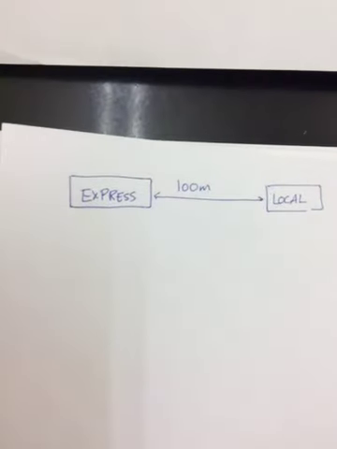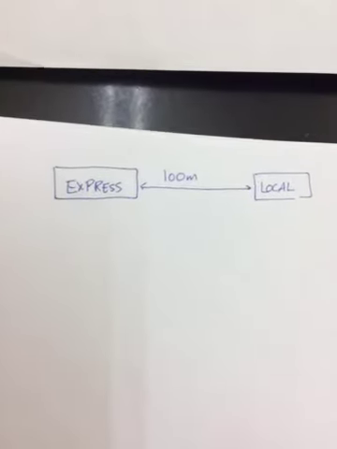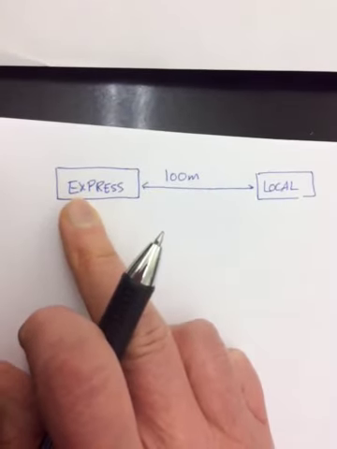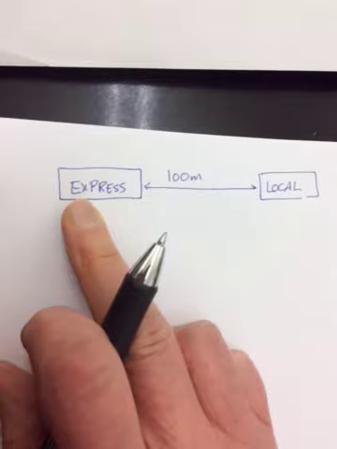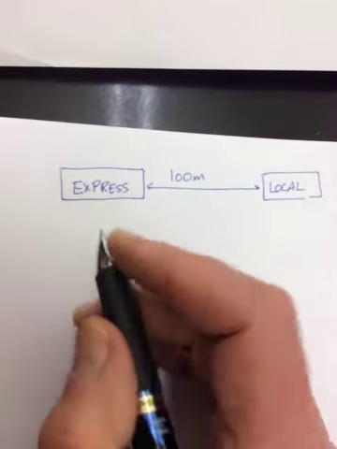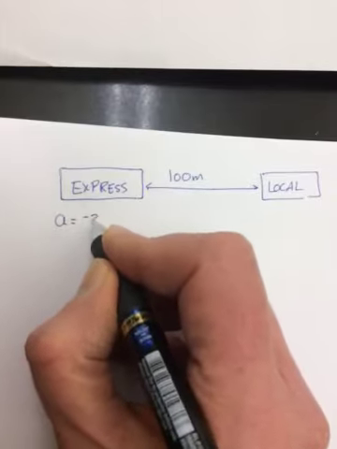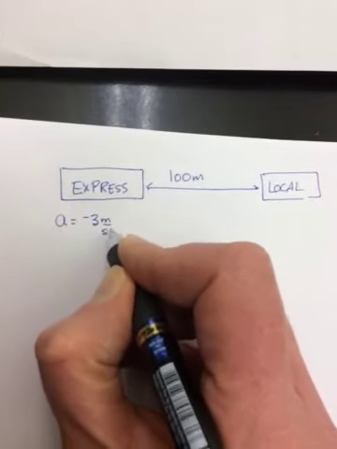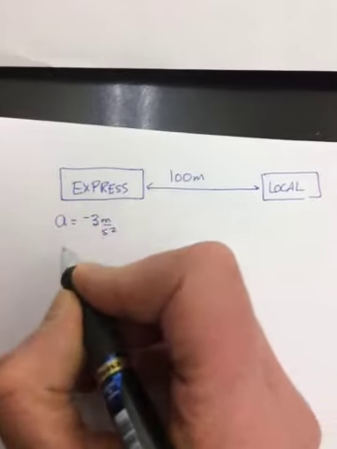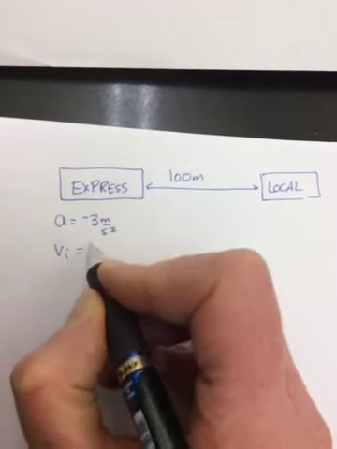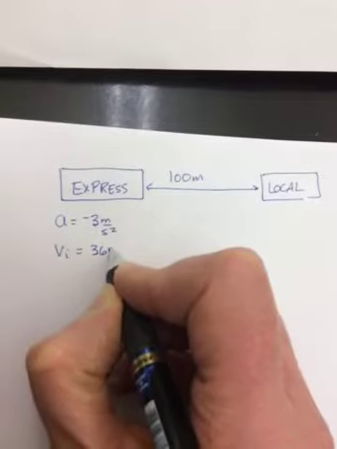Okay? So if you keep reading, it says the engineer on the express train jams the brakes on and slows the express train at a constant rate of -3 meters per second squared. So they're giving you the acceleration of the express train. Oh, they also gave you the initial velocity. Sorry, I didn't write it down earlier. Express train traveling at 36 meters per second.